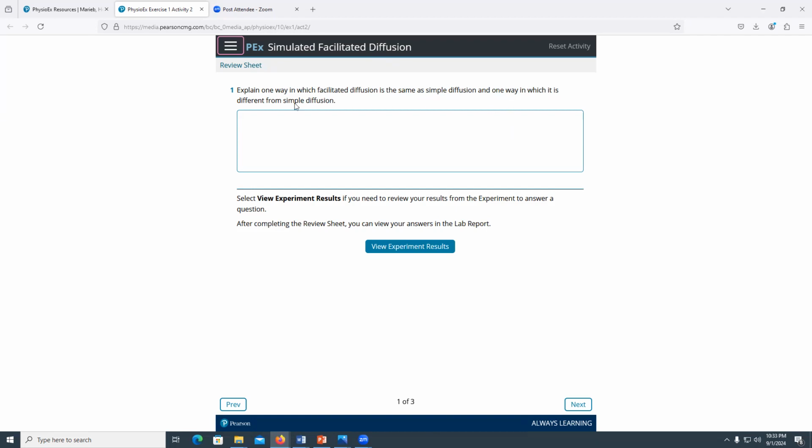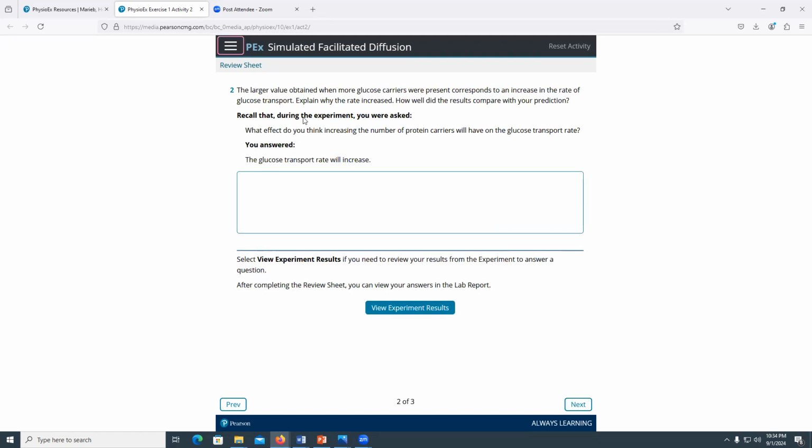The difference is that simple diffusion is just going through a membrane, while for facilitated diffusion we need a protein carrier, a facilitator. That's why they call it facilitated diffusion, because there is a protein carrier plugged in the membrane that facilitates the passage of this hydrophilic substance that cannot dissolve into the lipid bilayer, facilitating its movement downhill.